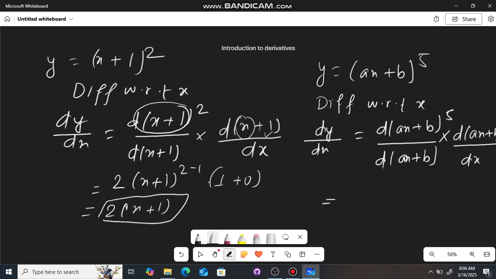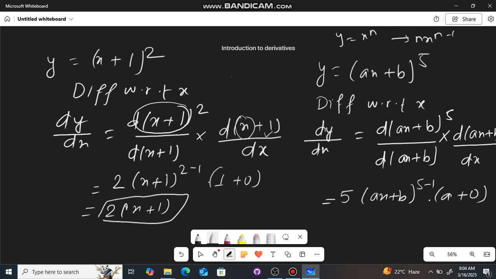At first, while applying the power rule, we are differentiating (ax plus b) to the power 5. So (ax plus b) will behave as x in our formula, and 5 will behave as n. So it will be 5(ax plus b) to the power 5 minus 1. It is similar to differentiating y equals x to the power n, where we get the formula n x to the power n minus 1. Similarly, while differentiating ax plus b, if we differentiate ax, we are going to get a, and if we differentiate b, we are going to get 0.